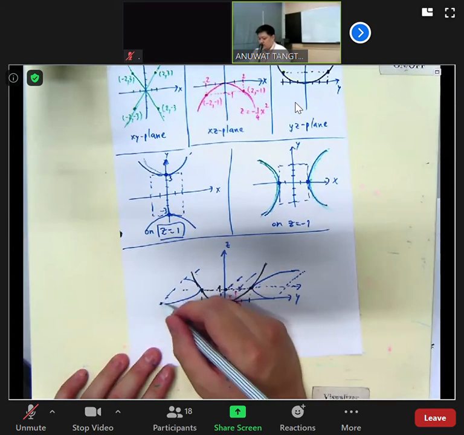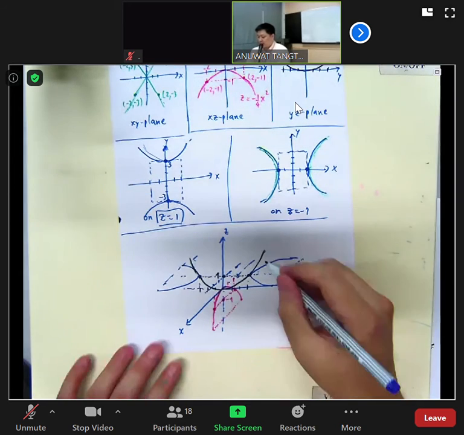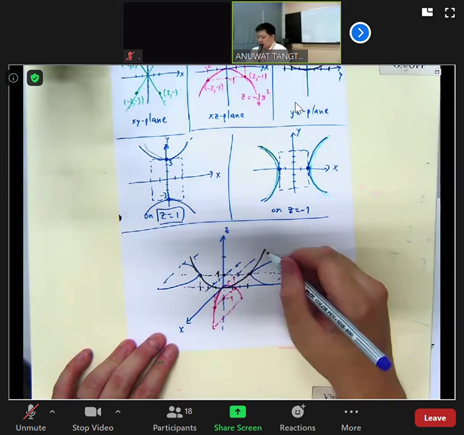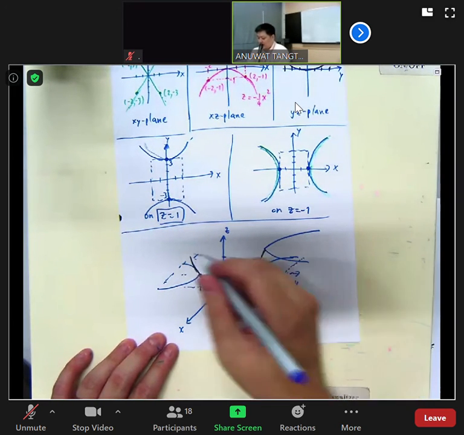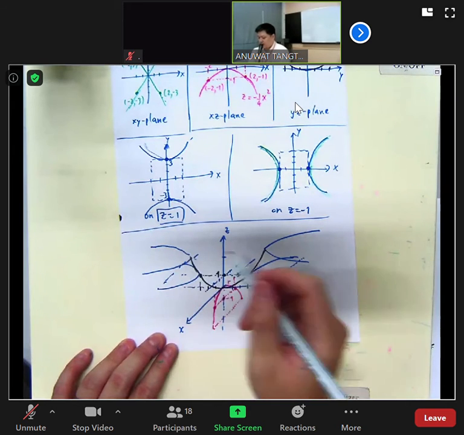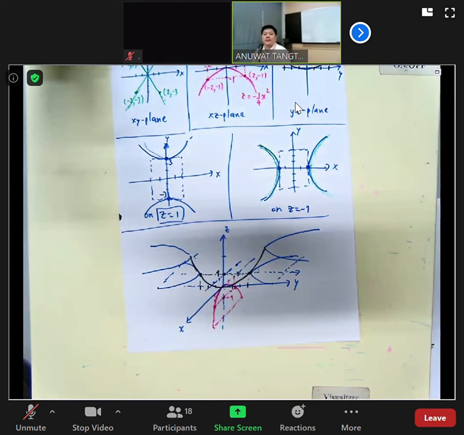On z equal to 1, we're going to have the hyperbola like this. Or even when z is larger, we would get the hyperbola there. Okay?